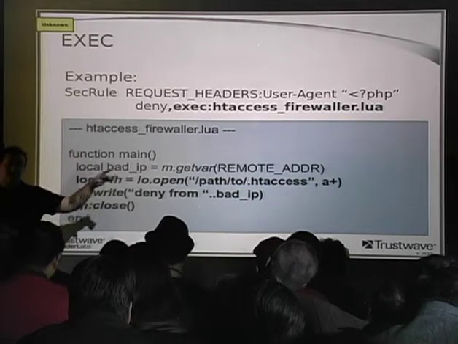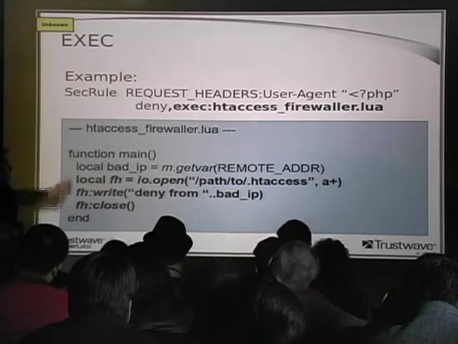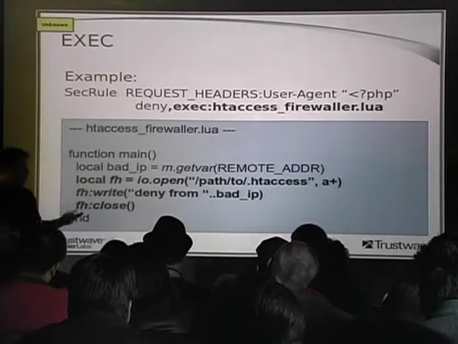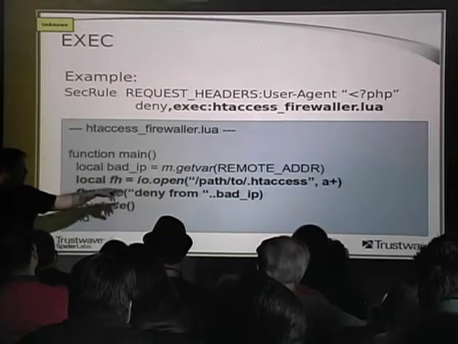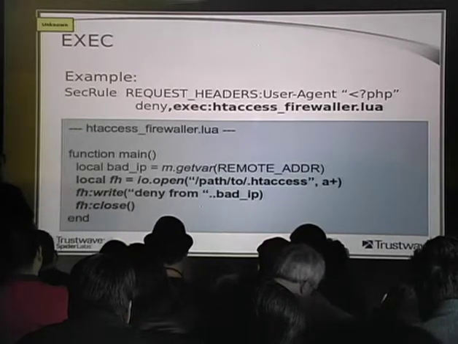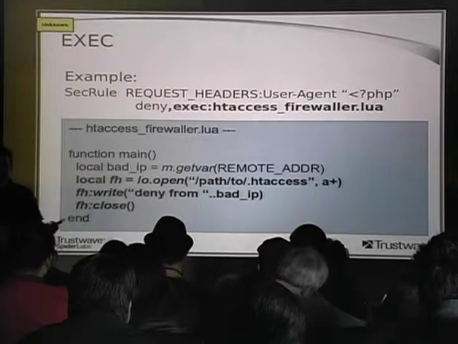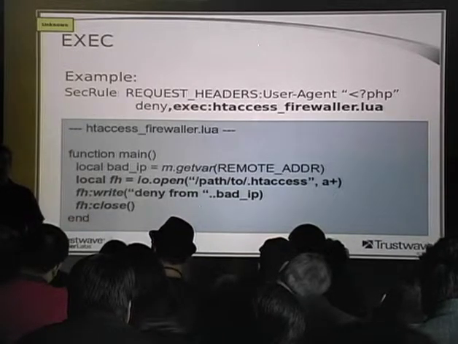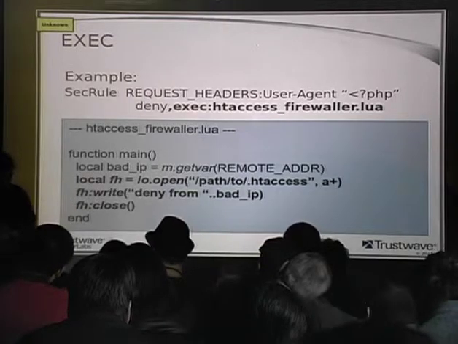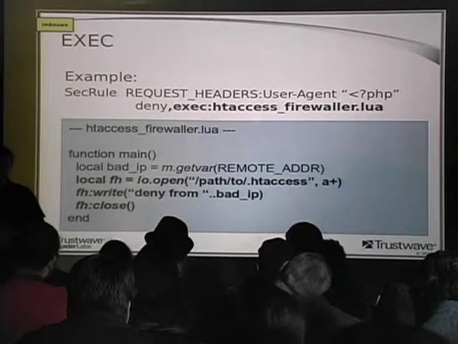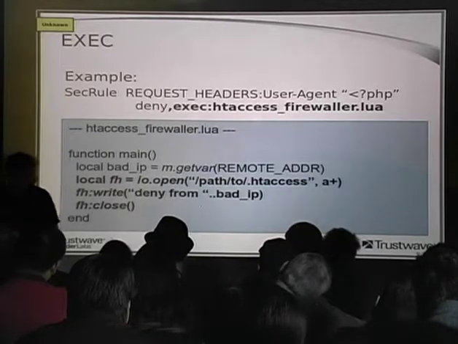Since that one's really nasty, let's do this another way. Let's use htaccessfirewaller. Same function main, same local bad IP, all you do now is some file handles. So you create a file handle to open the path to the htaccess file for your website. You do it with an append plus, and then write to it and just say add in a deny from this IP address. So now all web-based requests will be denied. This is a little bit safer, still risky, but I'll go into a better implementation of this at the end when I pull things together.